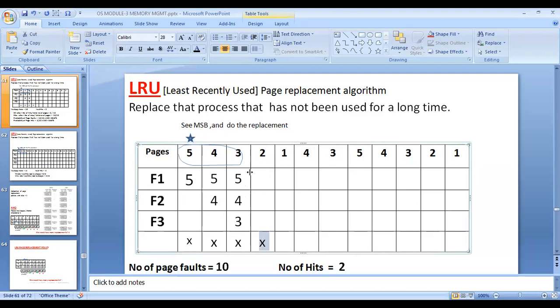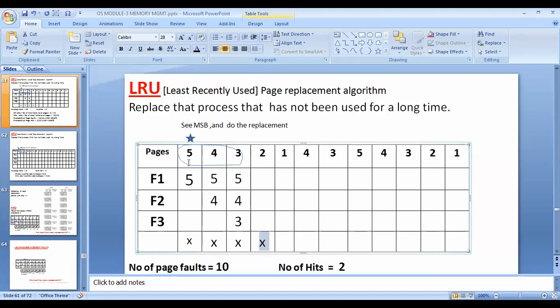And now the real question is which page has to be replaced among the pages 5, 4, and 3? For that, I need to see the page that has not been used for a long amount of time. The page that has not been used for a long amount of time needs to be replaced.